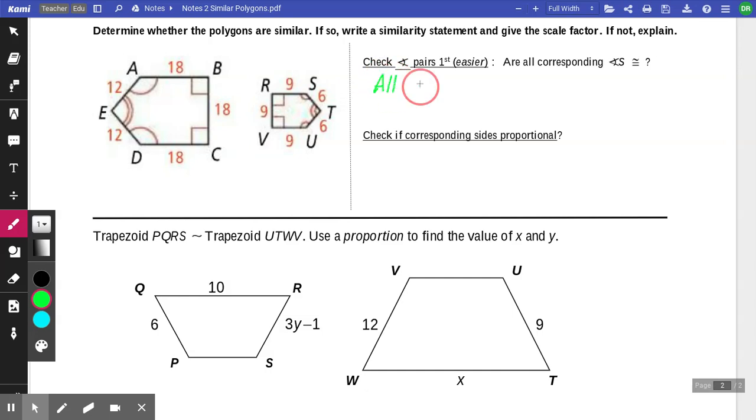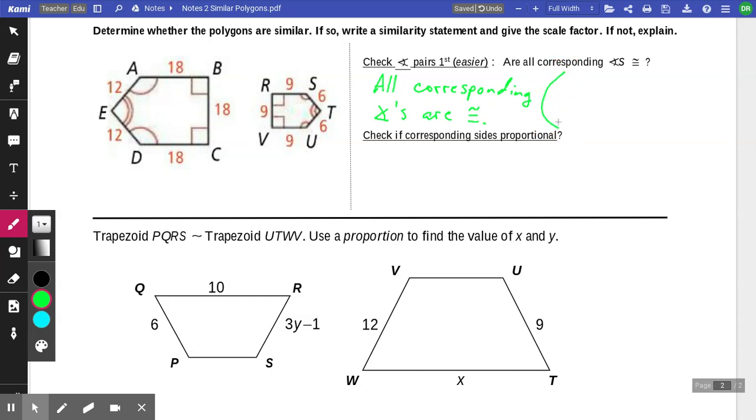All corresponding angles are congruent. Sorry about that. So we know each of the angles is congruent. And the reason, because these are congruent, that's why these two shapes look the way they do. And our visual test tells us that this is a smaller copy of that one if we just reflect it over.